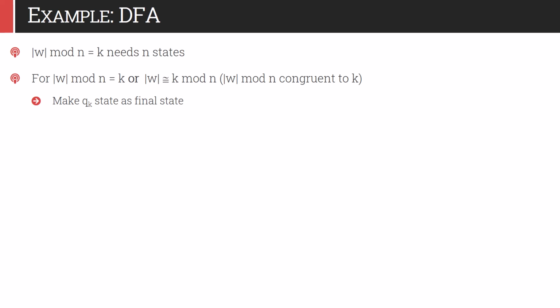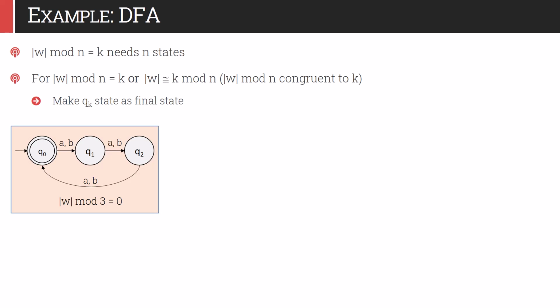Let us try to understand with an example. So here length w mod 3 is 0. So here n is equal to 3, so it will take 3 states, q0, q1, q2. And k is equal to 0. So qk, that means the q0 state, would be the final state.